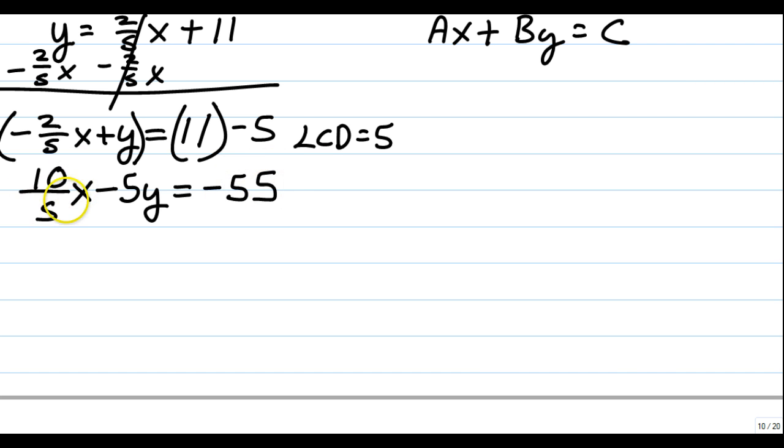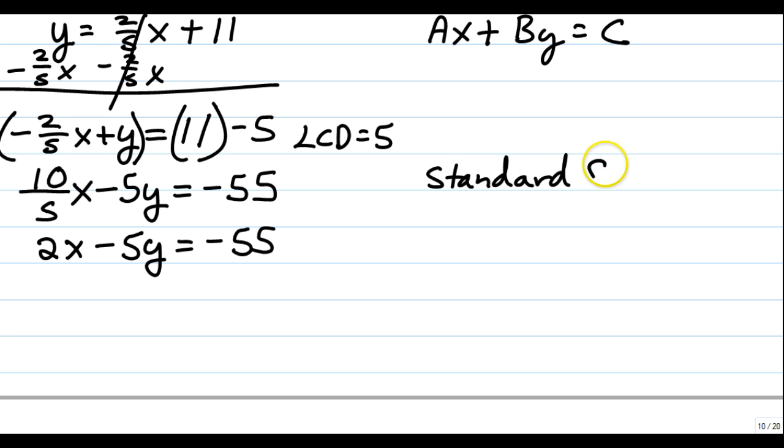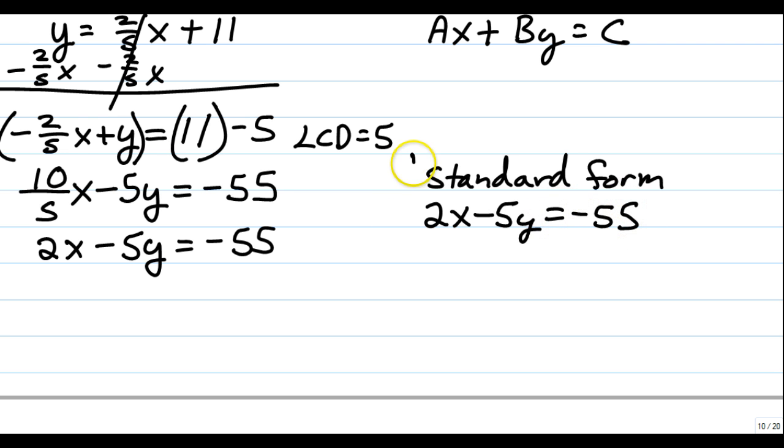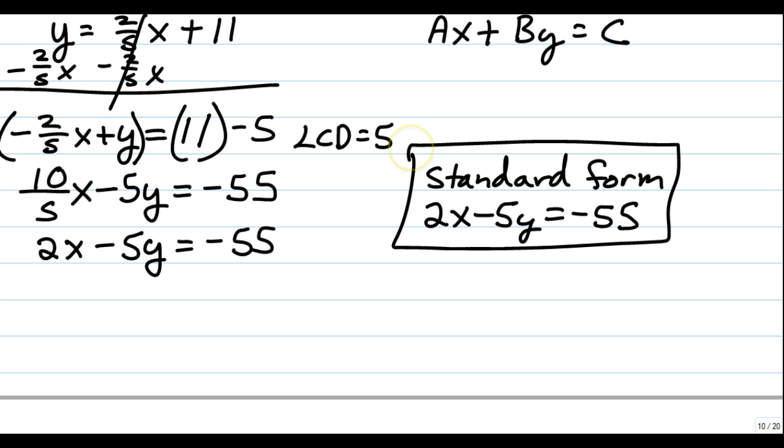I'm almost there. I just need to come back and clean up this fraction. So I have a 5 dividing into a 10 to make 2x minus 5y equals a negative 55. I now have my standard form, ax plus by equals c. And I have answered both parts of the question or instructions above: I've rewritten my equation to show it in the slope-intercept form and in the standard form.